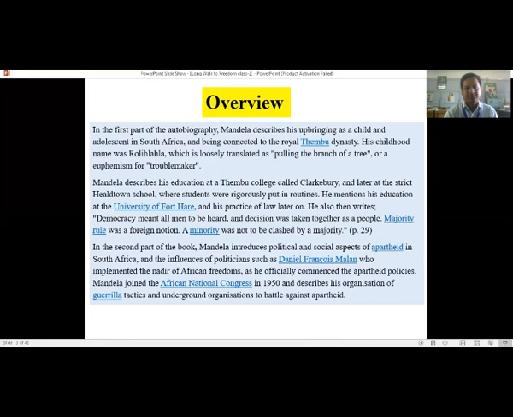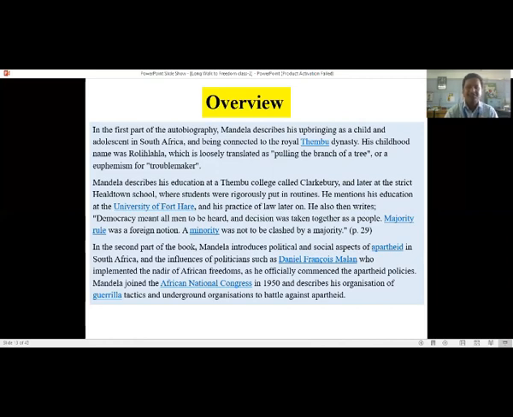So, in the first part of the book, Nelson Mandela describes his early childhood, his adolescence, his youth, and his connection to the royal Tambo dynasty, etc. He also tells us his childhood name was Kholesasa, which is loosely translated as pulling the branch of a tree. In other words, a troublemaker.